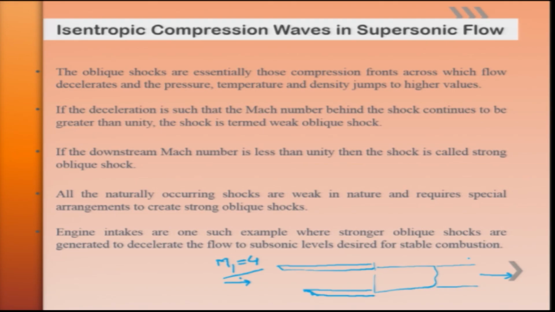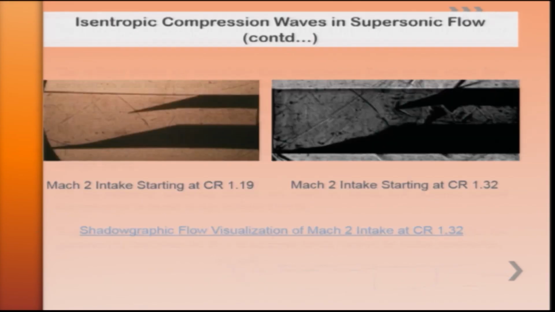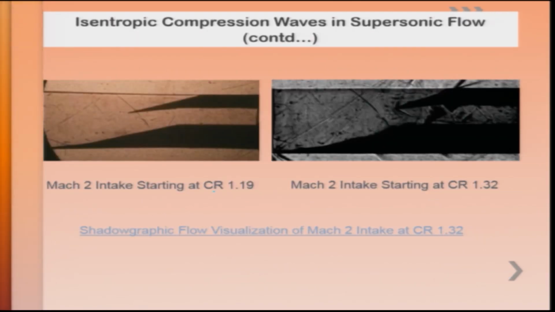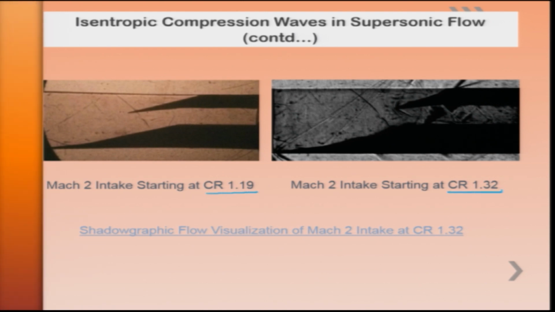This is done by inlets or intakes in the ramjets. One such application I can show here, with two contraction ratio images. The contraction ratio of an intake is defined as the flow capture area to the inlet area. Likewise, I have shown here 1.19 for one particular case, and another with a higher contraction ratio of 1.32.